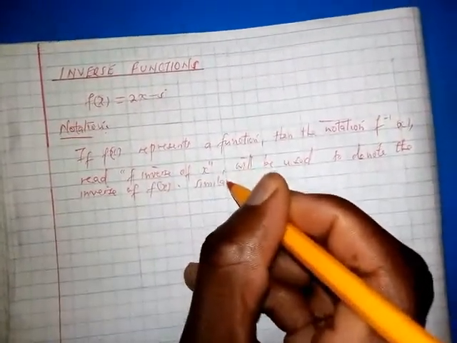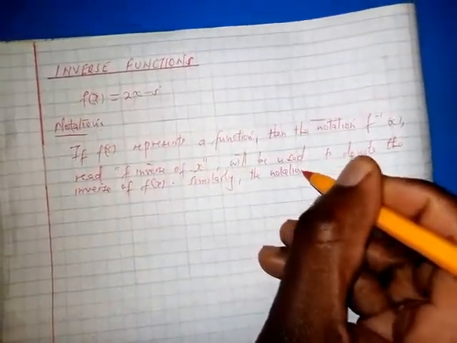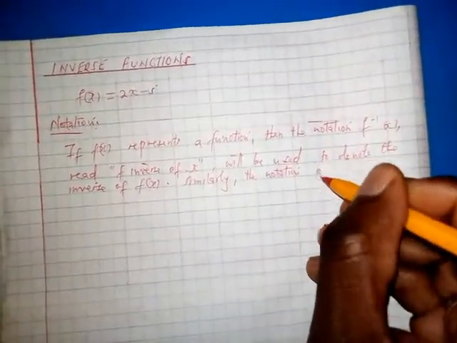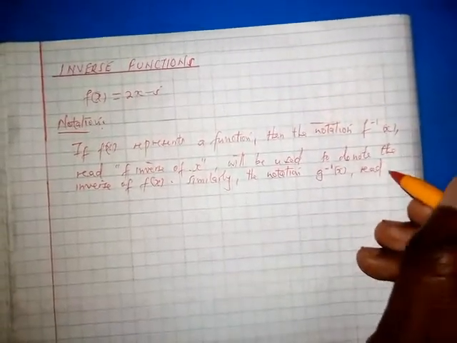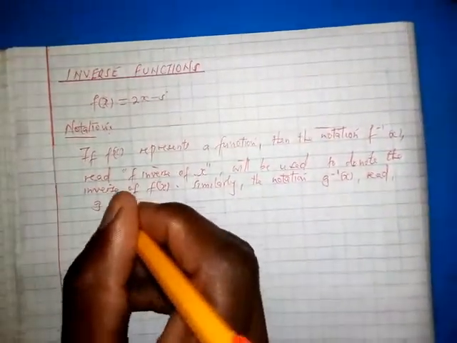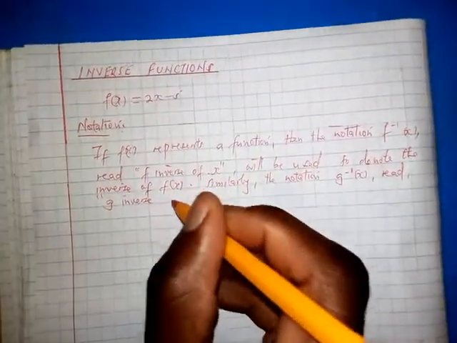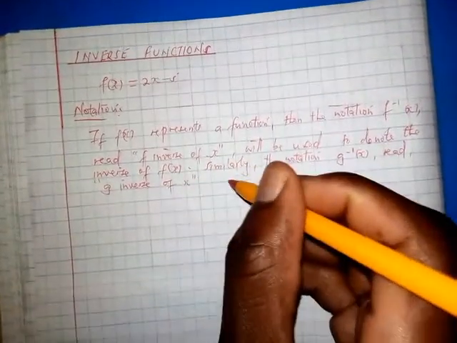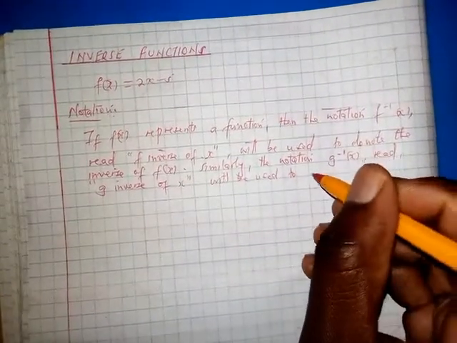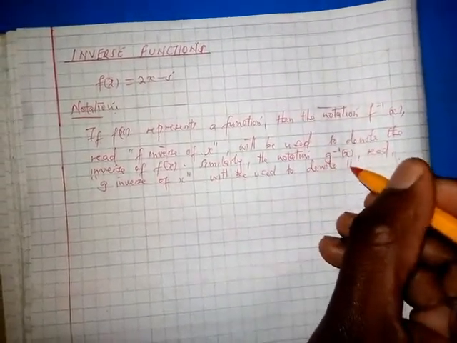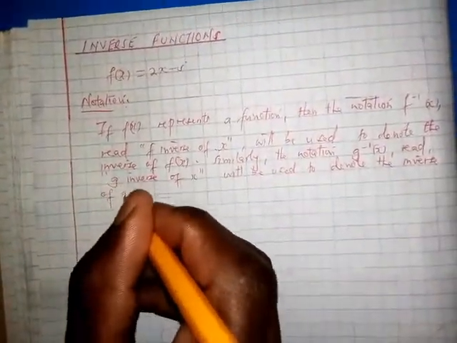Similarly, the notation g inverse of x, read as g inverse of x, will be used to denote the inverse of g(x).